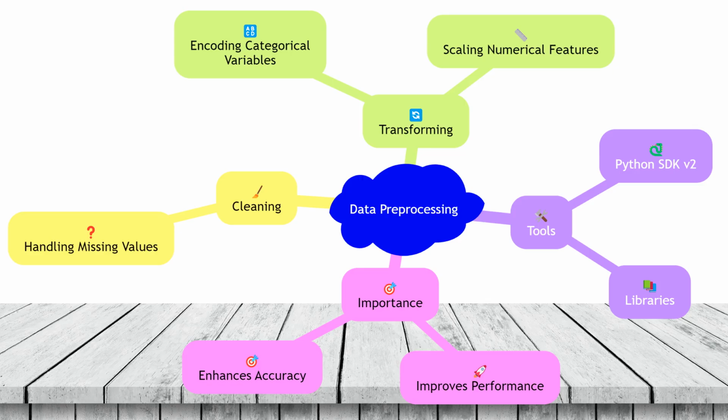Once you've explored your data, the next step is pre-processing. Data pre-processing involves cleaning and transforming your data to make it suitable for model training. Common pre-processing tasks include handling missing values, encoding categorical variables, and scaling numerical features. Python SDK v2 provides various functions and libraries to streamline these tasks. Proper data pre-processing is essential for improving the performance and accuracy of your machine learning model.